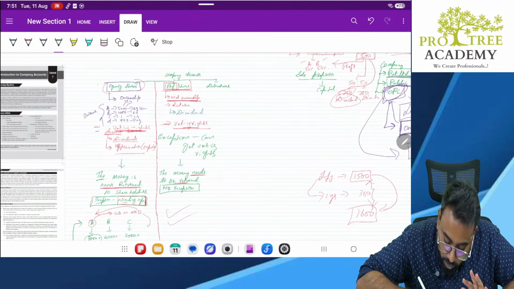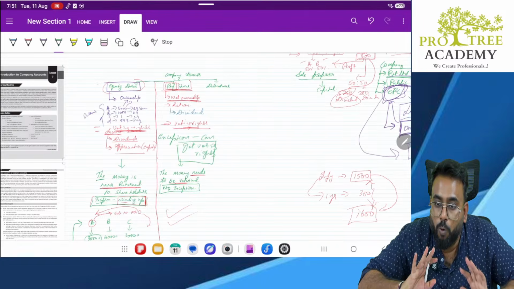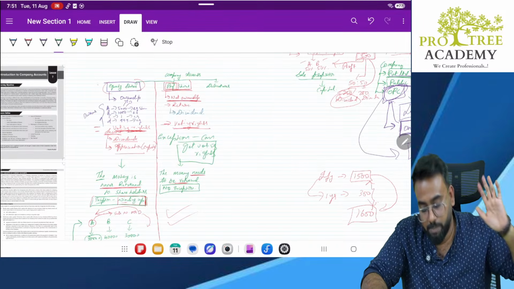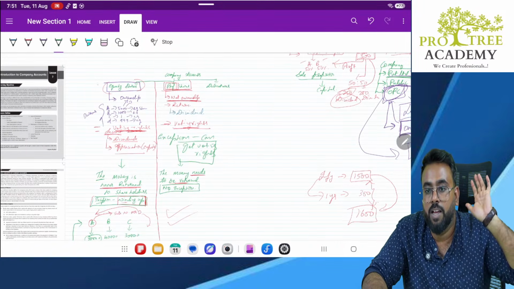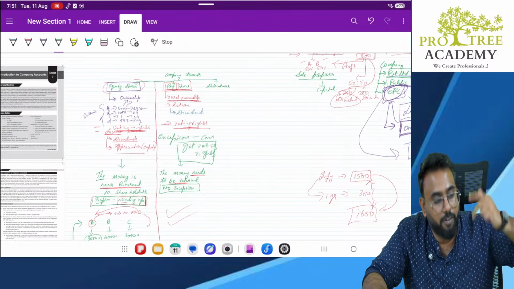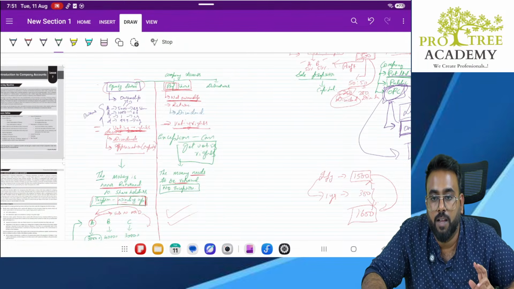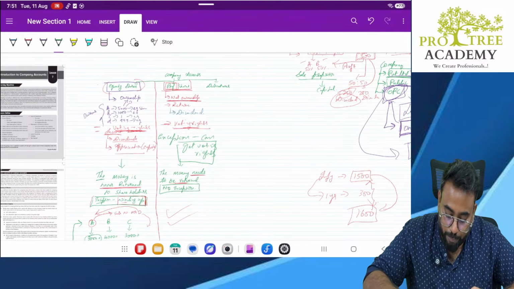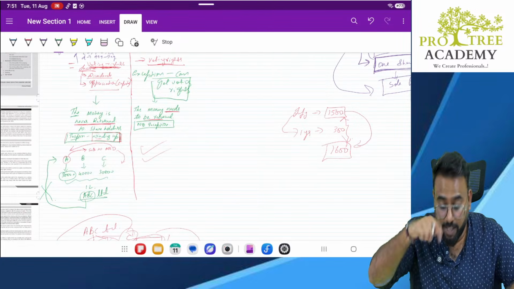But only getting voting rights doesn't make them owners. Everything else remains the same. You have to repay them. You have to give preference to them. You have to give dividend to them. Clear? Okay. Now, one more interesting part, I will tell you why they are preference shares.